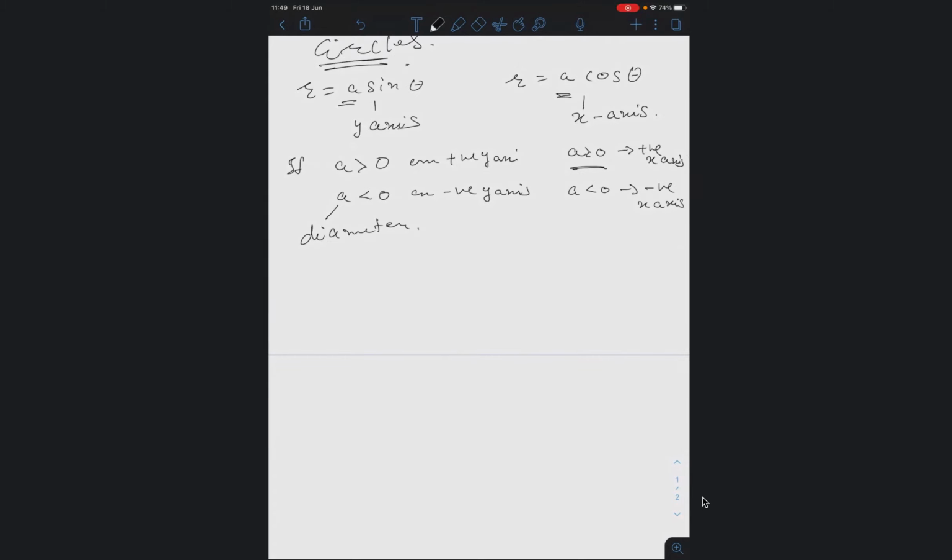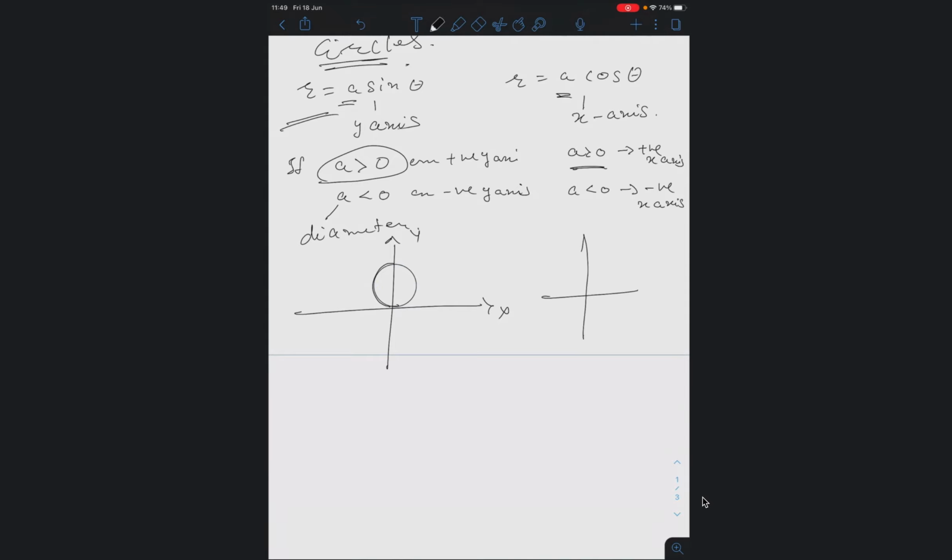Now, so you have an idea. Suppose a is positive, this is the x-axis, this is the y-axis, and I take r is equal to a sine theta. So when I say r is equal to a sine theta and I consider a as positive, the circle will be something like this. Okay, a positive, you have sine theta, so the circle will be on the positive y-axis.